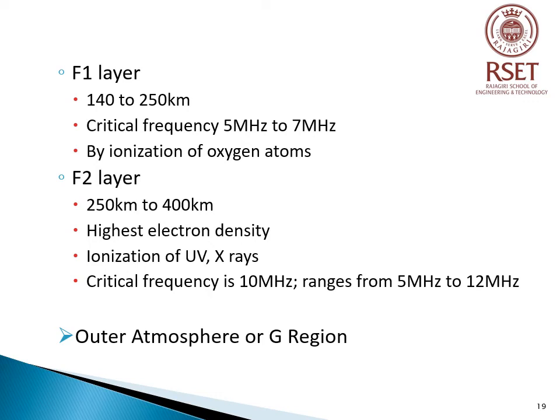Then next, about F2 layer. Height ranges from about 250 kilometers to 400 kilometers. It has the highest electron density of all the ionospheric layers, and is formed by ionization of UV rays, X-rays and corpuscular radiations. Critical frequency is 10 MHz and ranges from 5 MHz to 12 MHz. And finally, we have the outer atmosphere or G region. It is the region further away from 400 kilometers.